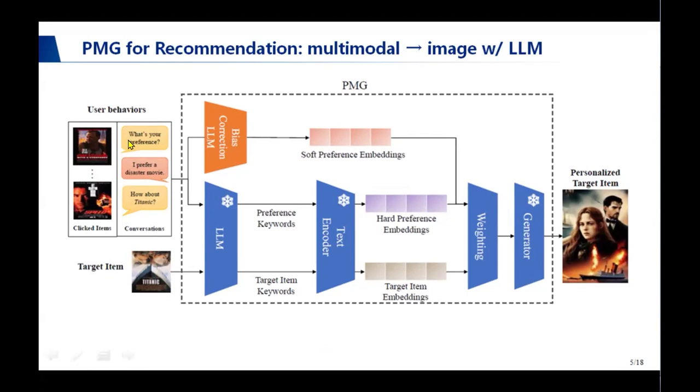Both the preference, the user behavior which represents the preference, and the target item converted into keywords, together will be fed into an existing large language model. In our case, we have used Llama 2.7b. Then they will be converted into a few keywords which represent the preference of the user. Also we have a few keywords that represent the target item. And then they will both be fed into a stable diffusion model. So this whole part would be stable diffusion.